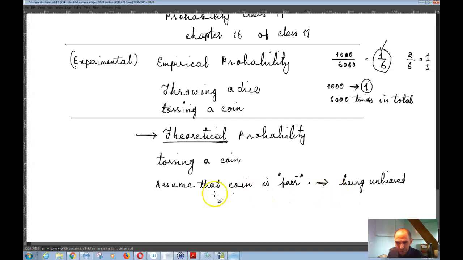And of course, it's supposed to be a random toss. It's supposed to be a random toss, meaning that you let the coin land on whatever surface you're using, on which the coin is supposed to land. The coin is supposed to land freely without any bias or any interference on your part.